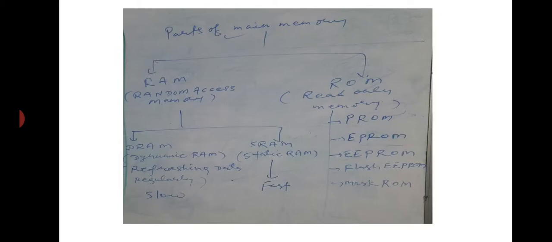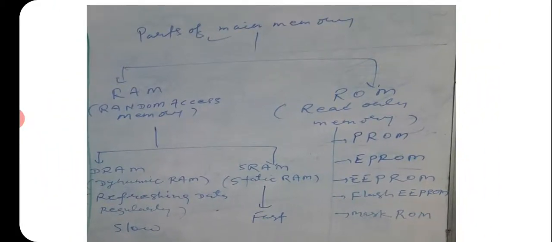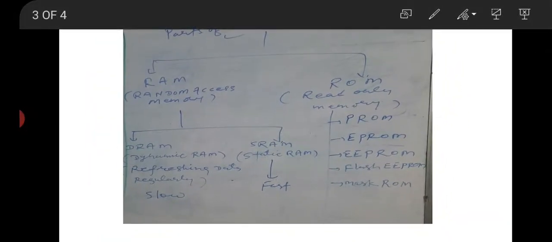That means the parts of main memory. If we are going to study main memory, first of all, our main memory is divided into two parts. The first one is RAM, the second one is ROM. RAM means random access memory, and ROM stands for read only memory.